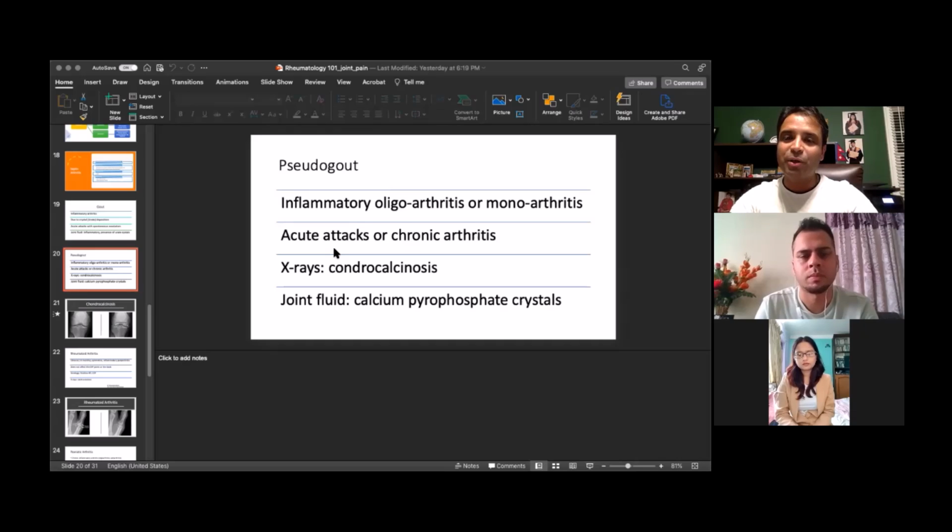Now ankylosing spondylitis is predominantly a disease of the axial skeleton, especially the spine, hip, and shoulder. So it's typically a disease of the axial joints.